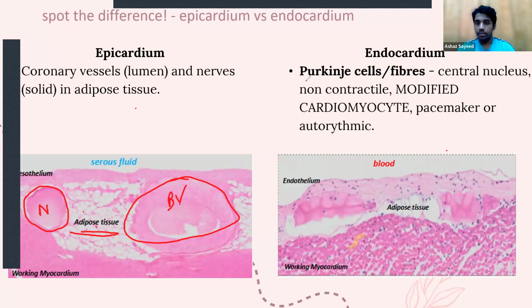In the endocardium, you have your Purkinje fibers. These things. So anytime you want to differentiate between epicardium and endocardium, the one thing I want you guys to remember is: for the endocardium, you search for Purkinje cells. For the epicardium, you search for blood vessels and nerves lodged within the adipose tissue.